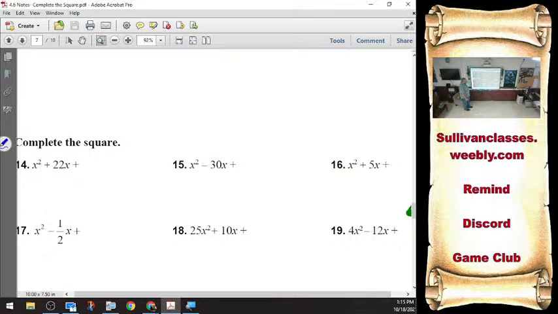Okay? Now sometimes it's nice. Sometimes it's not. 14. What's half of b, squared? 121. Okay? They're not always going to be nice like that, though. What's half of 5? Ew. 5 halves.